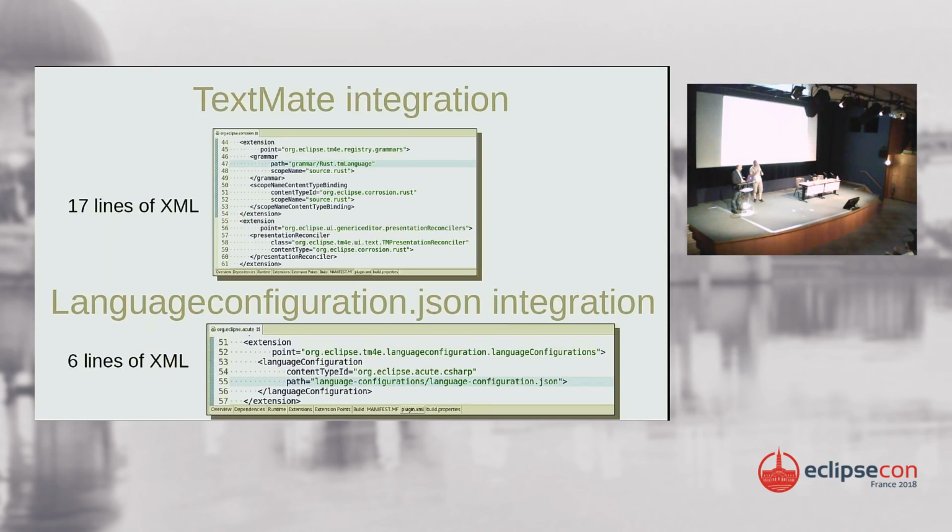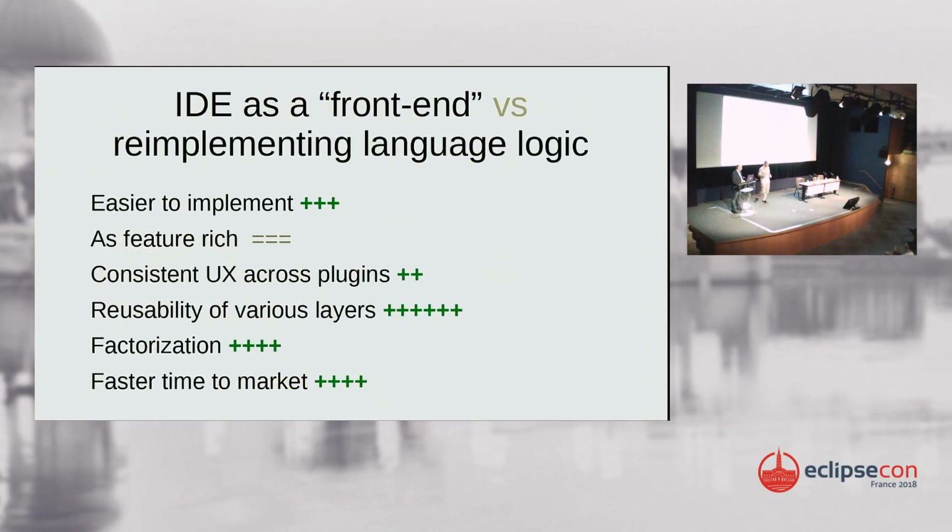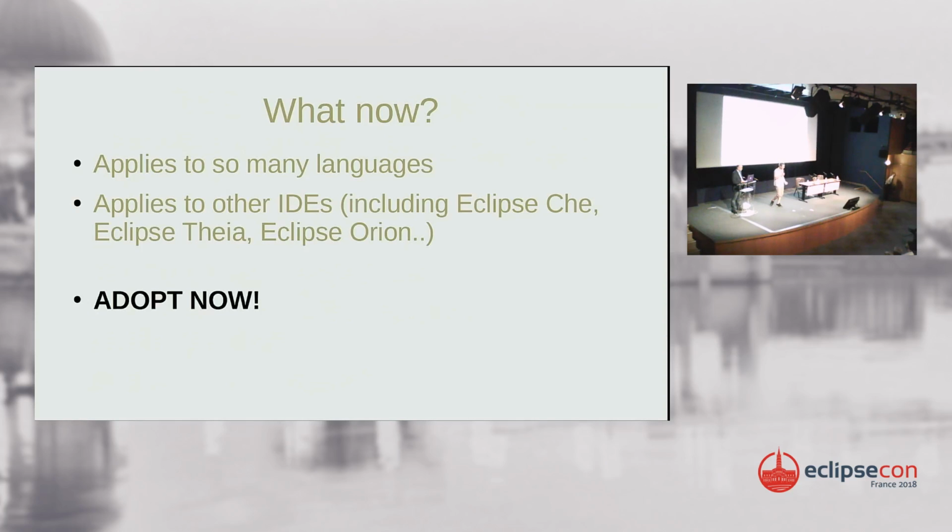So what are the benefits of this approach against the traditional re-implementation of language logic? You get easier to implement features, more consistent, more reusability with better factorization and a faster time to market for the same feature richness. So what now for you? You have to adopt this. It applies to so many languages and so many tools that this is a technology you need to rely on because it is extremely successful and reduces the cost of doing an integration.